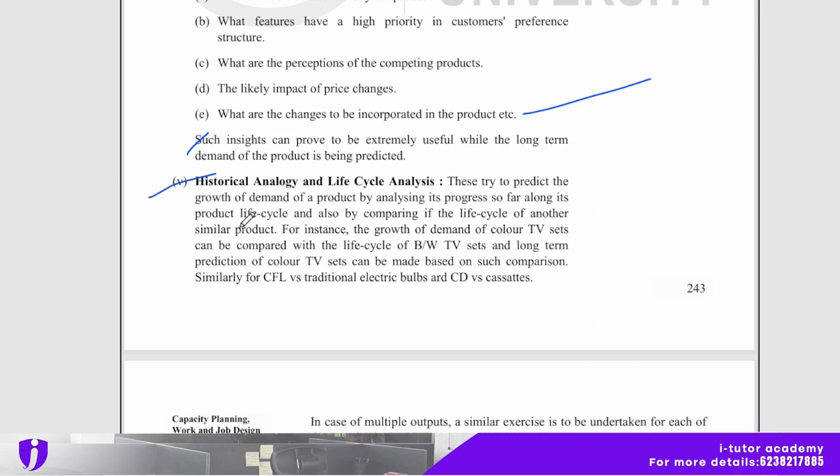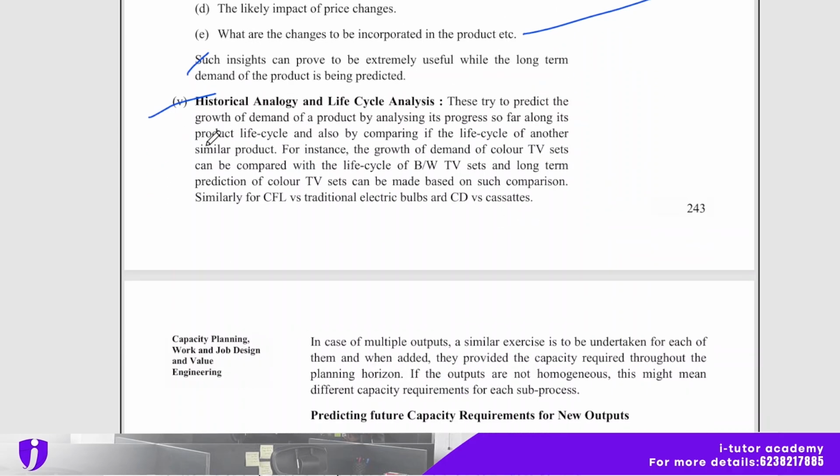And historical analogy and life cycle analysis. These try to predict the growth of demand of a product by analyzing its progress so far along its product life cycle and also by comparing it with the life cycle of another similar product. For instance, the growth of demand of color TV sets can be compared with the life cycle of B/W TV sets, and long-term prediction for color TV sets can be made based on such comparison. Similarly, for CFL versus traditional electric bulb, and CD versus cassettes.